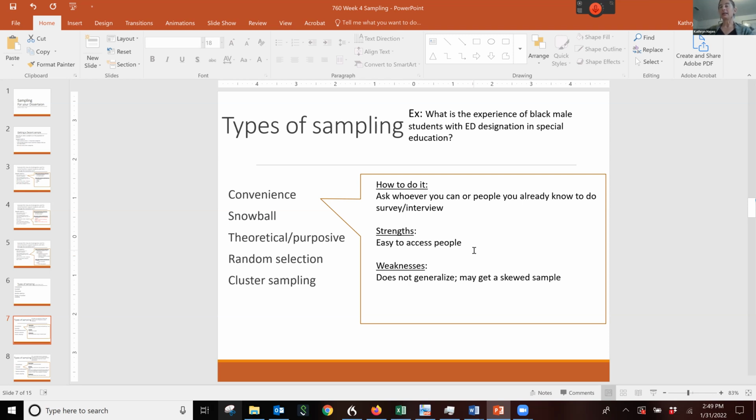The idea is that you simply ask whoever you already know to do the interview, to do the survey. Now, my example research question here is, what is the experience of Black male students with an ED designation in special education? Some of these research questions might look a little familiar to you, by the way. It is okay in the pilot study to say, I'm just going to interview 2 students that are the kids of friends of mine. That's a convenient sample, and that is totally fine for the pilot study.